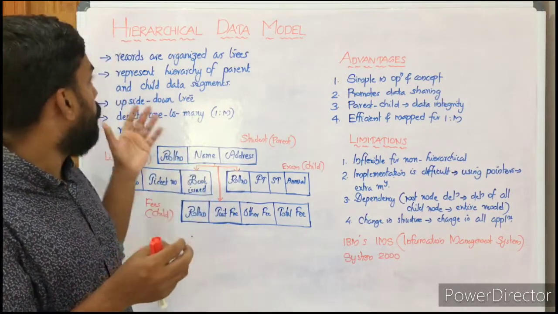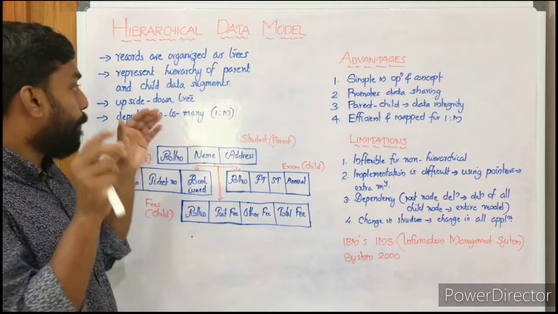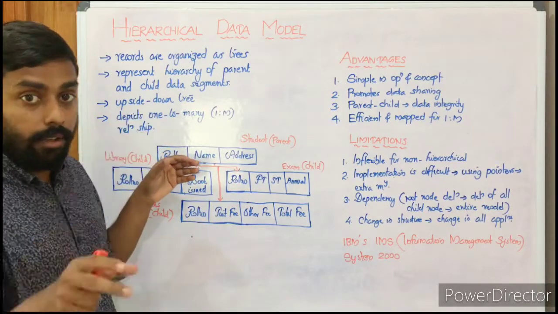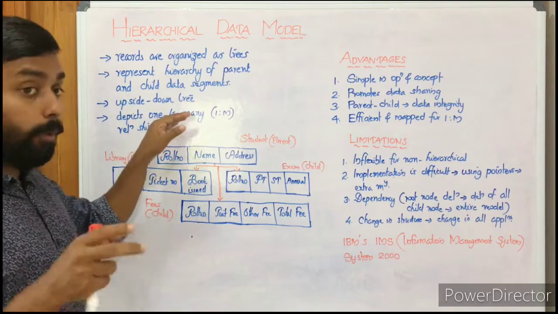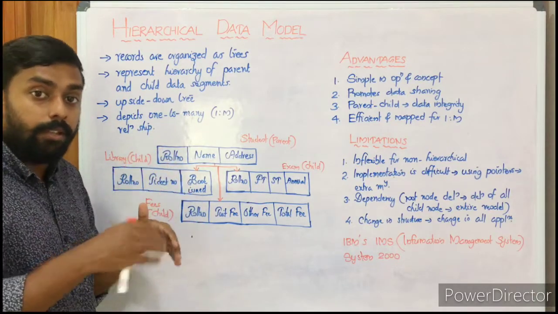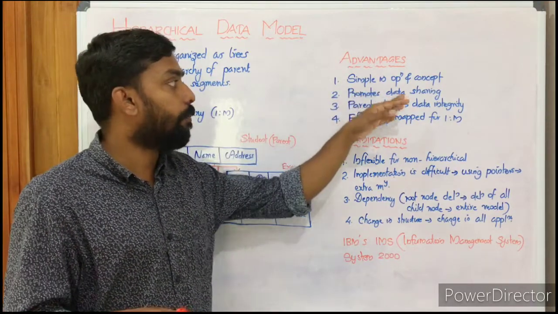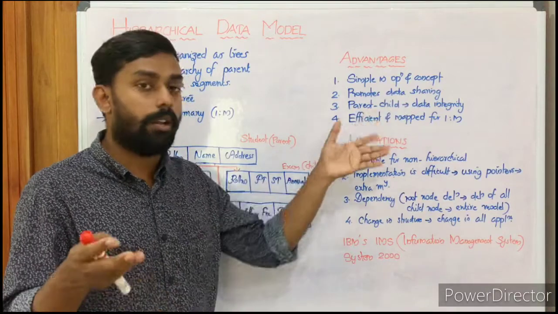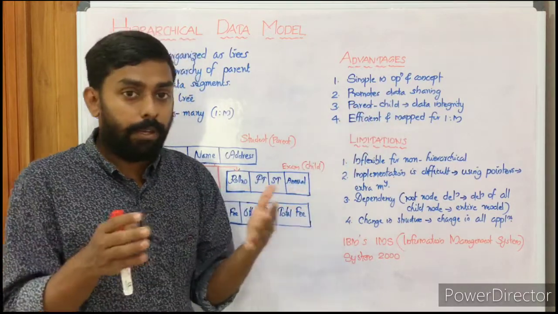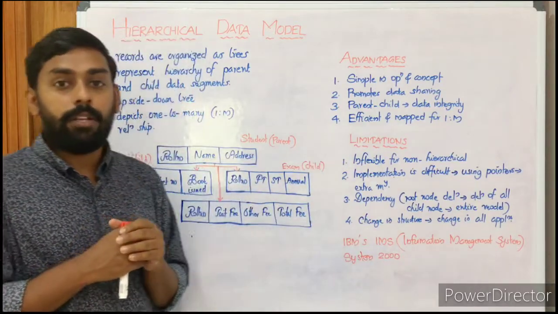And of course in the hierarchical data model, it's arranged like a tree structure, an upside down tree. Parent and children. Then one-to-many relationship, one stands for the parent and many for children. We have seen it. And the advantages: simple in operation and concept, promotes data sharing, parent-child data integrity, efficient and mapped for one-to-many, and some of the drawbacks.